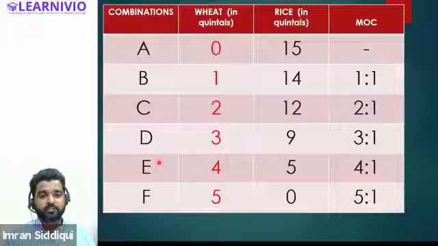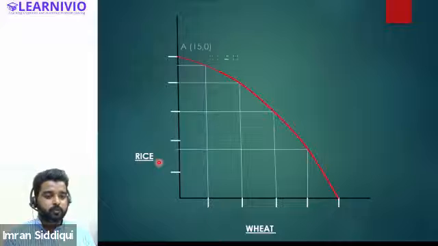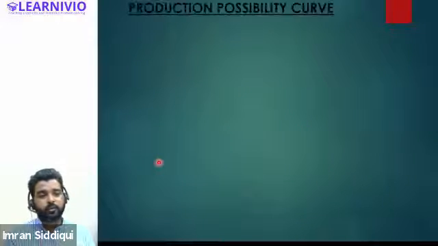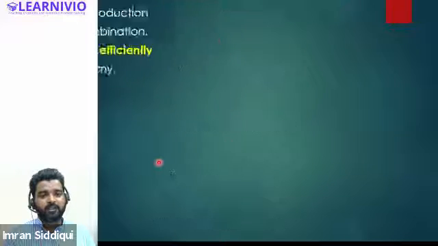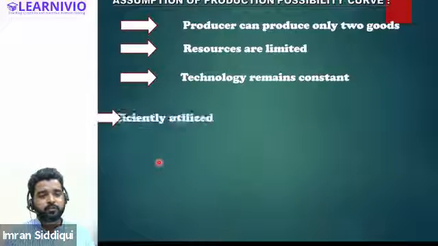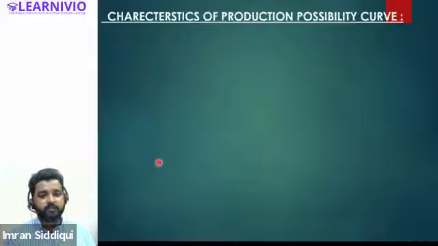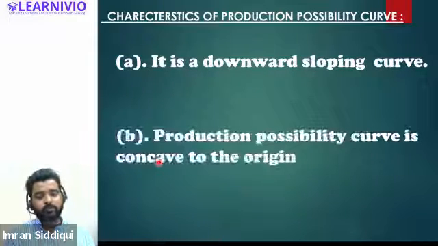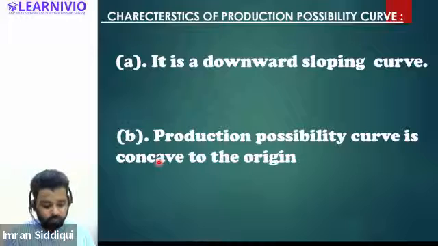And then we have covered this table. This is called the production possibility schedule. And we have also learned to make the diagram. This is called the production possibility curve. Then we have covered the attainable and unattainable combinations. And after that we have covered 5 assumptions of the production possibility curve. And finally, at last, we have discussed the various characteristics of the production possibility curve, where I have told you that there are 2 characteristics. Number 1, that it is a downward sloping curve. Number 2, that it is basically concave to the origin.